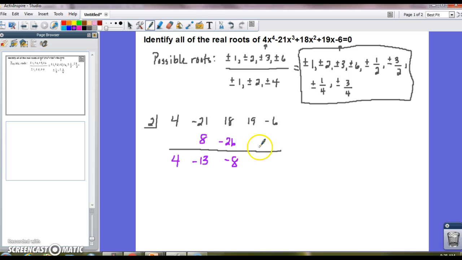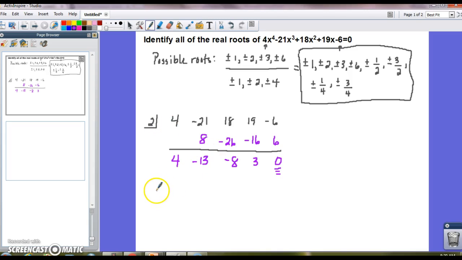2 times -8 is -16. When I add those together, I get 3. 2 times 3 is 6. And when I add those together, -6 and 6, that gives me 0. I got my remainder of 0, so I know that 2 is a root.